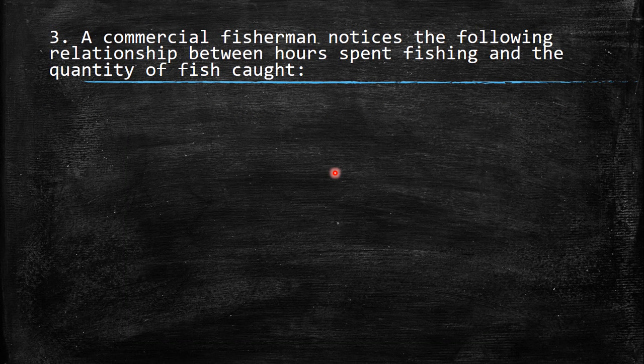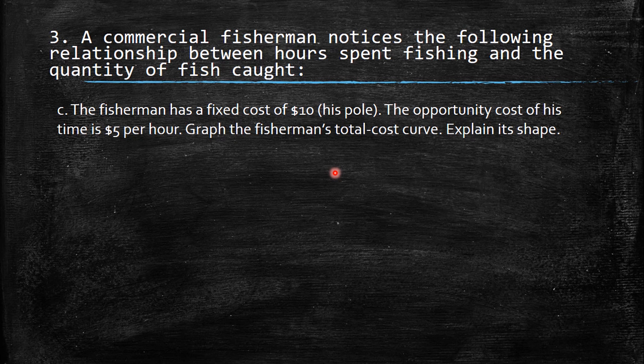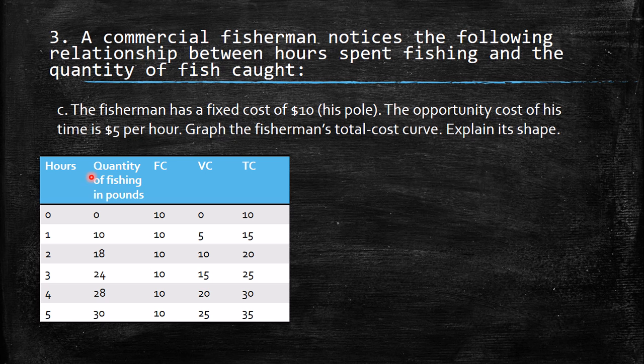Then, again, it says the fisherman has a fixed cost of $10, his pole. Then the opportunity cost of his time is $5 per hour. Graph the fisherman's total cost curve and explain its shape. So here we have again the same values of hours and quantity of fish in pounds, and remember this is a fixed cost. It means that it does not change at all even when the hours change. You need to pay anyway. If you work 1 or 10 hours, you need to pay $10 every time. So this one is going to be 10.